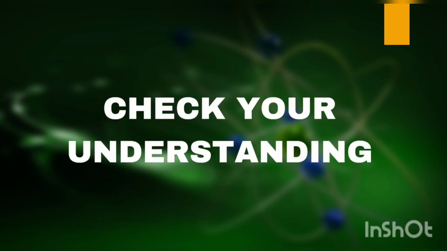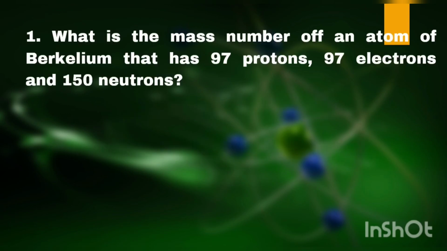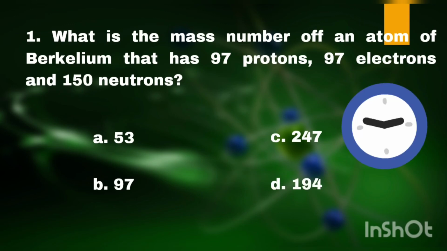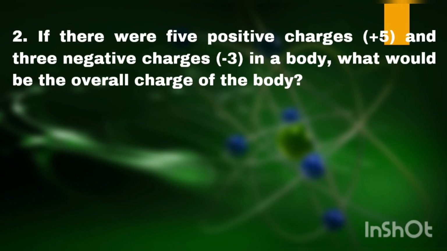At this point, let us have a short quiz. Number 1. What is the mass number of an atom of berkelium that has 97 protons, 97 electrons, and 150 neutrons? A. 53, B. 97, C. 247, D. 194. Number 2. If there were 5 positive charges and 3 negative charges in a body, what would be the overall charge of the body? A. Positive 3, B. Positive 2, C. Negative 3, D. Negative 2.